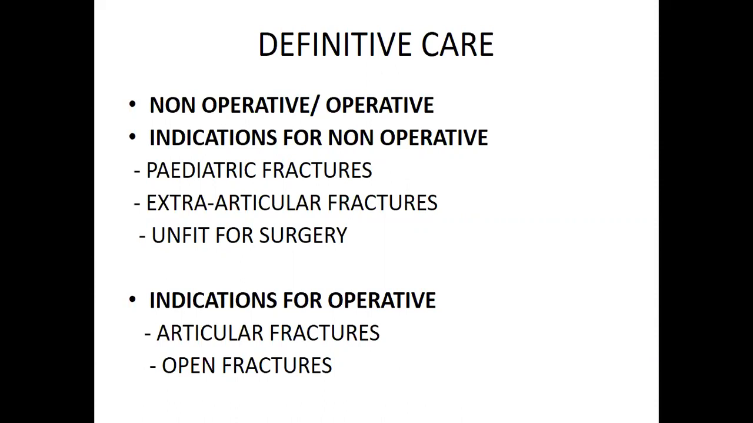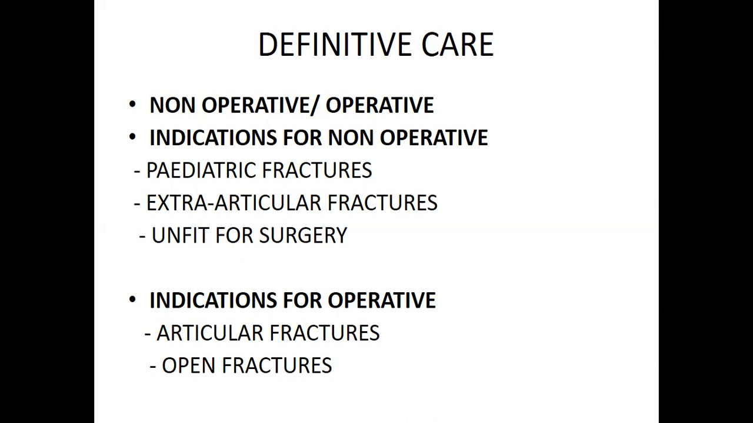Their potential of healing is faster than that of an adult. Also, most of their fractures do not displace much because the periosteum over the bone is very thick, so the degree of displacement is usually less in children. Within 6 weeks, most of their fractures have healed. So once you are able to reduce the fracture and hold it in the cast, you don't need to operate on them, especially children.